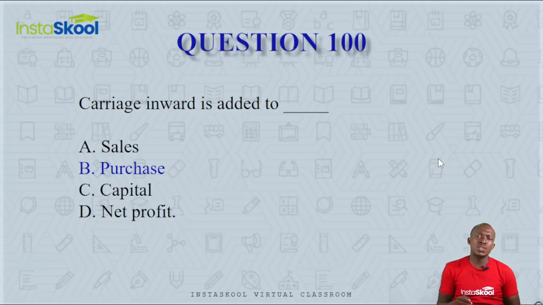And finally, question number 100. Carriage inward is added to what? Is it sales, purchases, capital, or net profit? Carriage inward is the cost incurred from transporting the goods that have been purchased to the factory or to the organization. So you go to the market, you buy a whole lot of things. The money you pay to transport those goods to your house is carriage inward. Now, in accounting, this cost is added to the cost of the purchase because it is associated with the purchase. So carriage inward is added to the purchase.